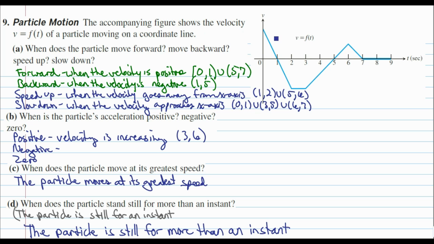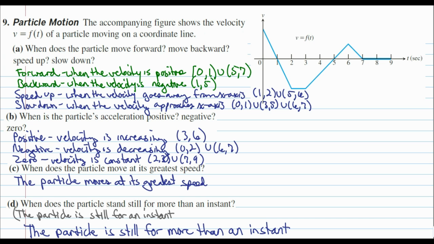Negative acceleration is going to occur when the velocity is decreasing. The velocity graph is decreasing. And that occurs between 0 and 2 seconds, and then again at 6 and 7 seconds. Now the acceleration is 0 when the velocity curve is neither increasing or decreasing, but is constant. That will have a slope of 0. So that happens between 2 and 3 seconds and 7 and 9 seconds.